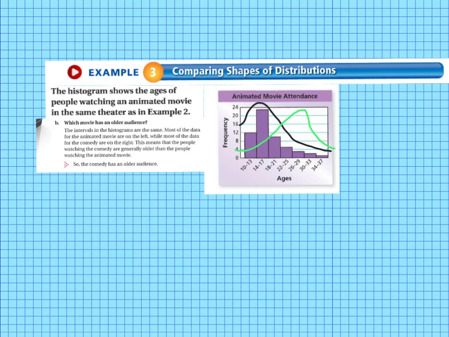So when you're thinking about your steps for solving this problem, it is to compare the distributions of the animated movie and the comedy. So that's what you need to put in your notes.